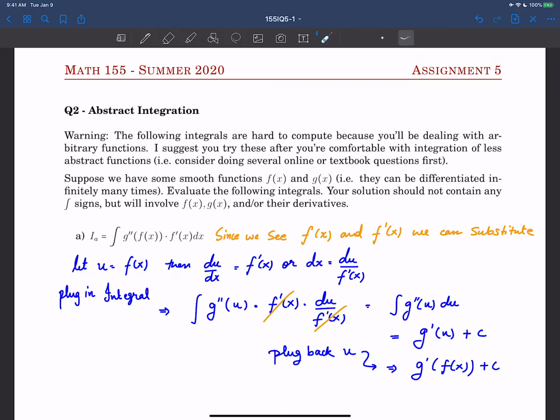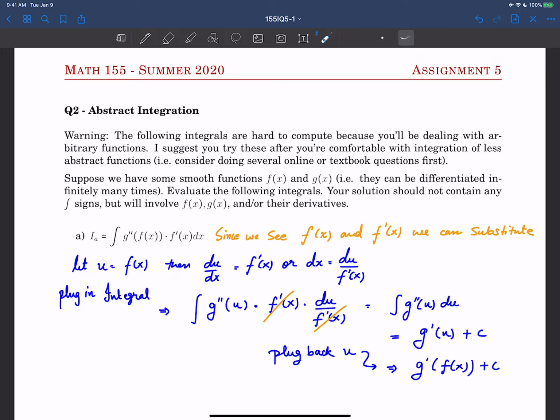Now we're going to talk about abstract integration, and they have a giant warning in front of you. These integrals are going to be tough. You'll be dealing with arbitrary functions, and they suggest you try to get comfortable with less abstract functions, where you have actual functions instead of the placeholders f(x) and g(x), and they could be differentiated and all that. So make sure you do that, but it's okay to not do that.